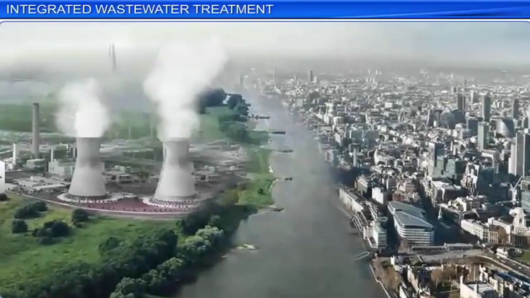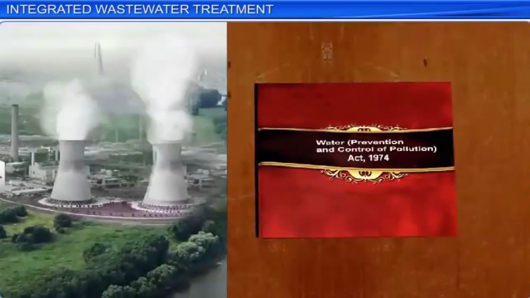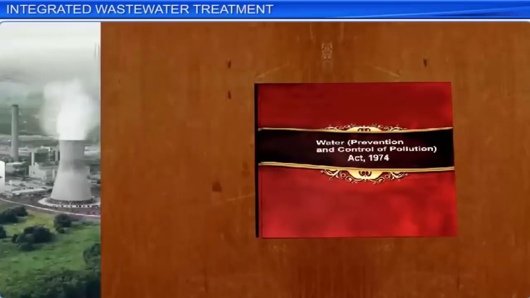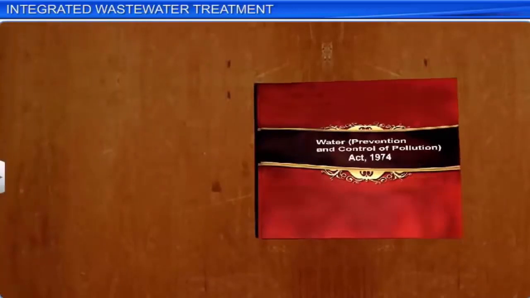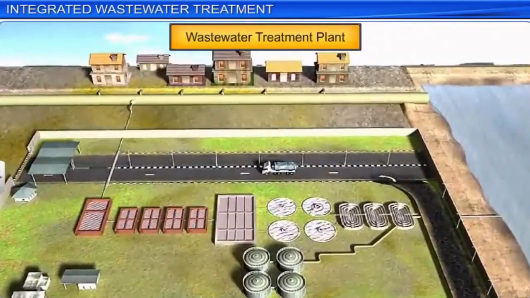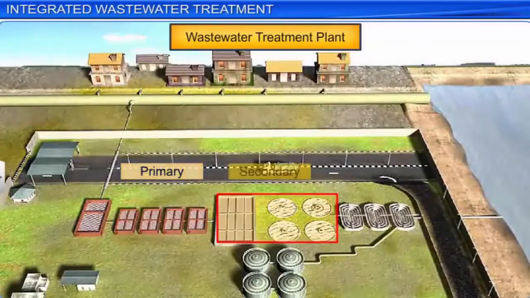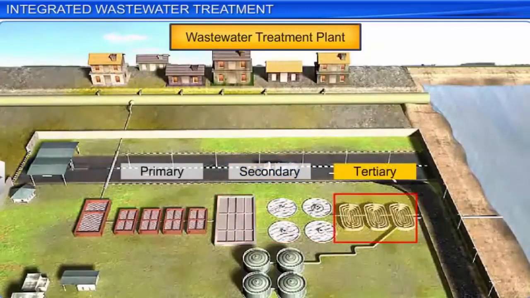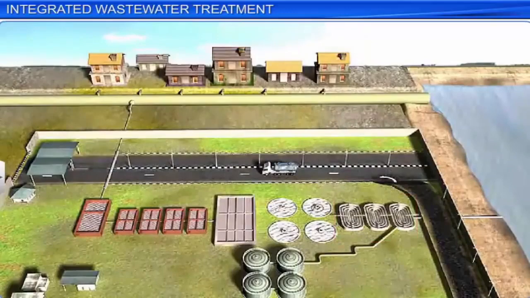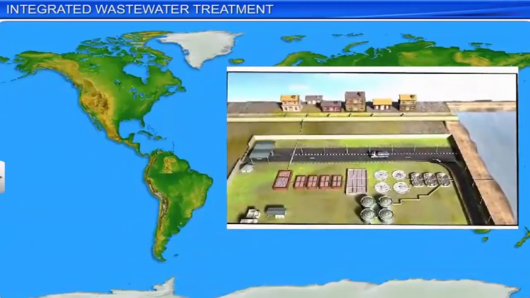Realizing the importance of clean water, the government passed the Water Prevention and Control of Pollution Act in 1974. This act made it mandatory to treat wastewater in treatment plants. The treatment consists of 3 stages: primary, secondary, and tertiary. In fact, most cities in the world have developed a combination of natural and artificial processes to treat wastewater.